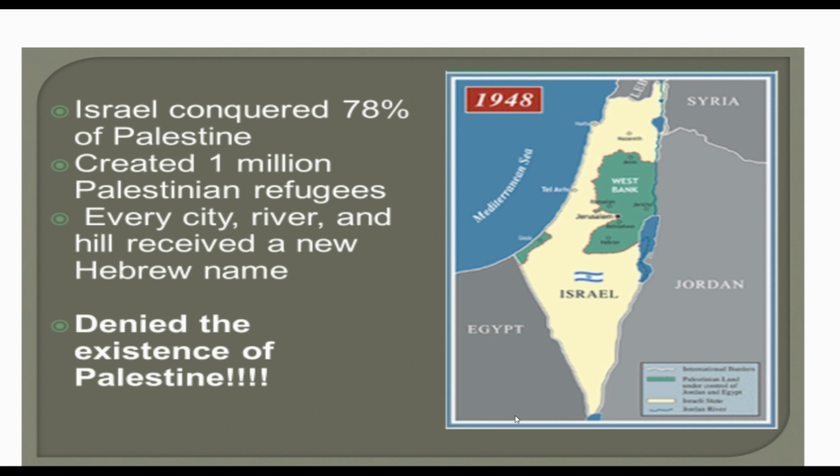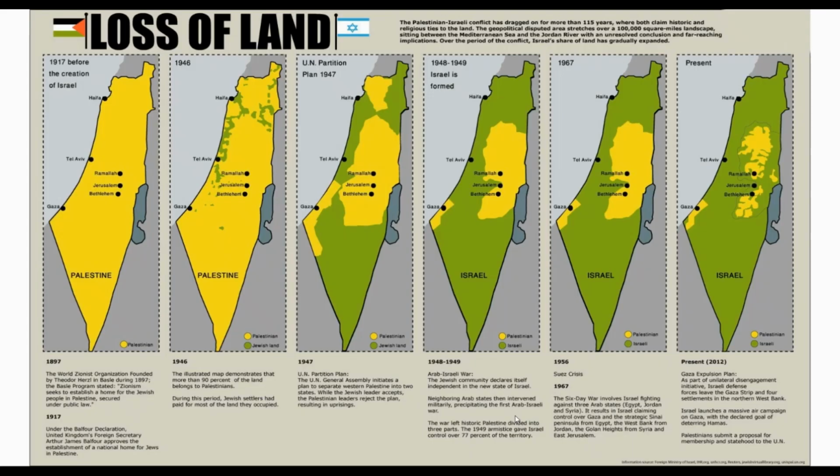After the war, in 1948, Israel conquered 78% of Palestine. 1 million refugees mostly went to the US, Europe, or Jordan. Every city, river, and hill received a new Hebrew name. And after the war, they denied the existence of Palestine.